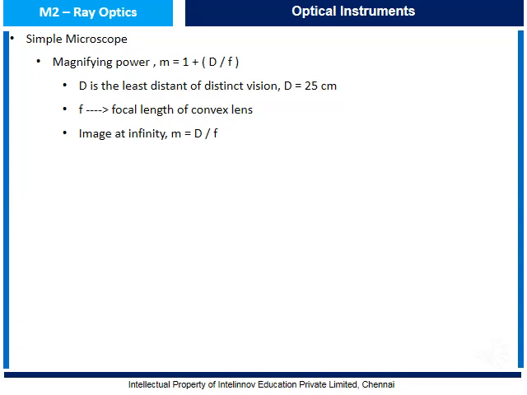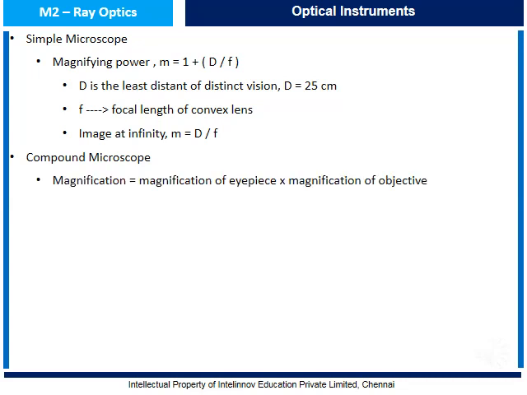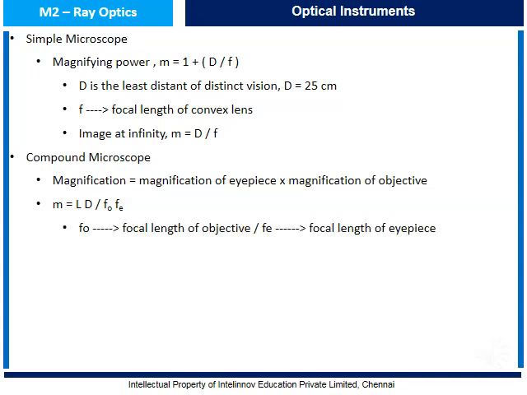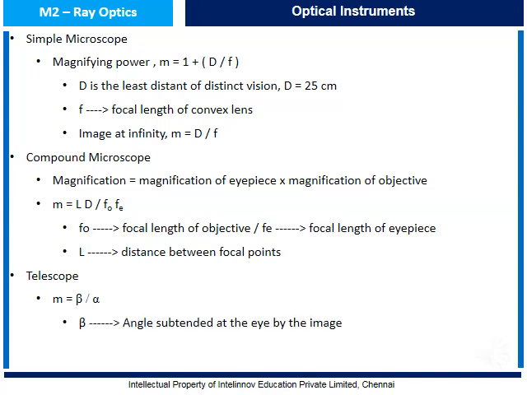For compound microscope, magnification is given by magnification of eyepiece into magnification of objective. Thus, m is equal to L D by FO FE, where FO is the focal length of the objective, FE is the focal length of the eyepiece, and L is the distance between the focal points. For a telescope, magnification is given by m equal to beta by alpha, where beta is the angle subtended at the eye by the image, and alpha is the angle subtended at the eye by the object.